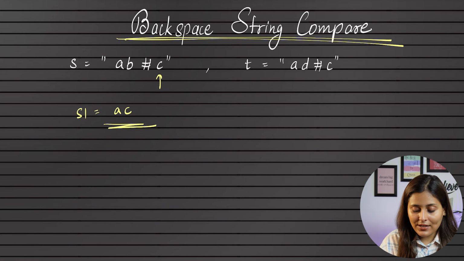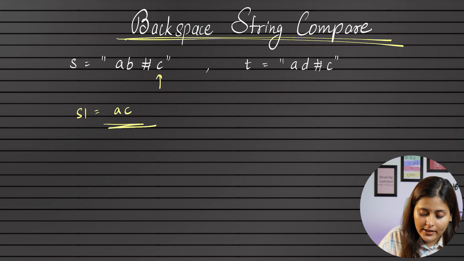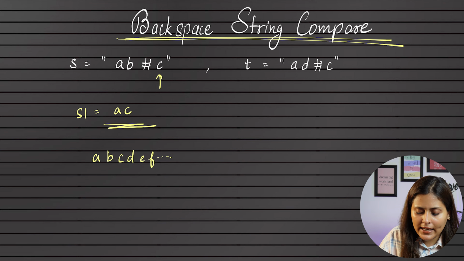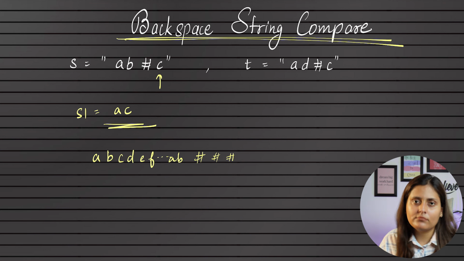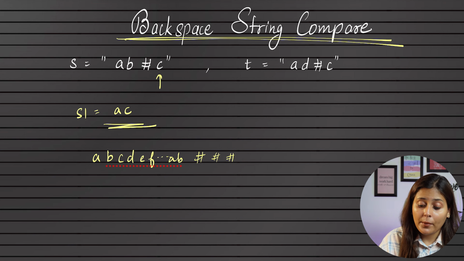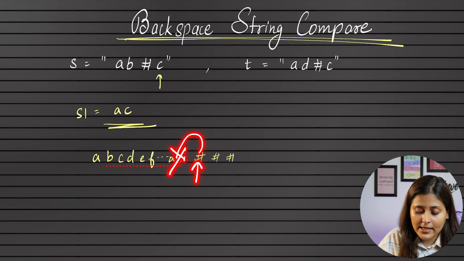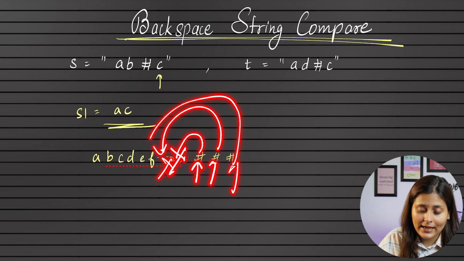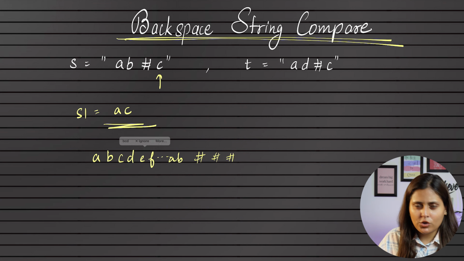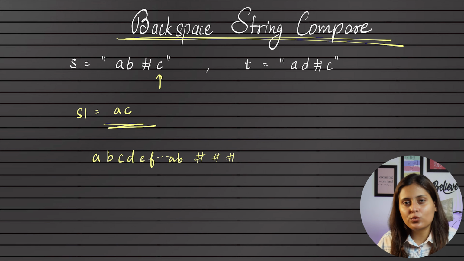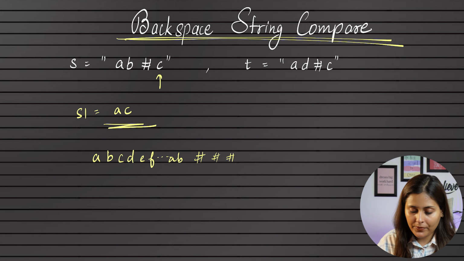No, actually what if there are characters like A, B, C, D, E, F, again A, B and all, and then hashtag, hashtag, hashtag, like multiple hashtags together? Because once you encounter a hashtag, definitely you will go back and delete. Second hashtag, definitely you will go back and delete. Third hashtag, definitely you will go back and delete, correct? So forget about the time complexity, let's try to solve this in any way, okay?